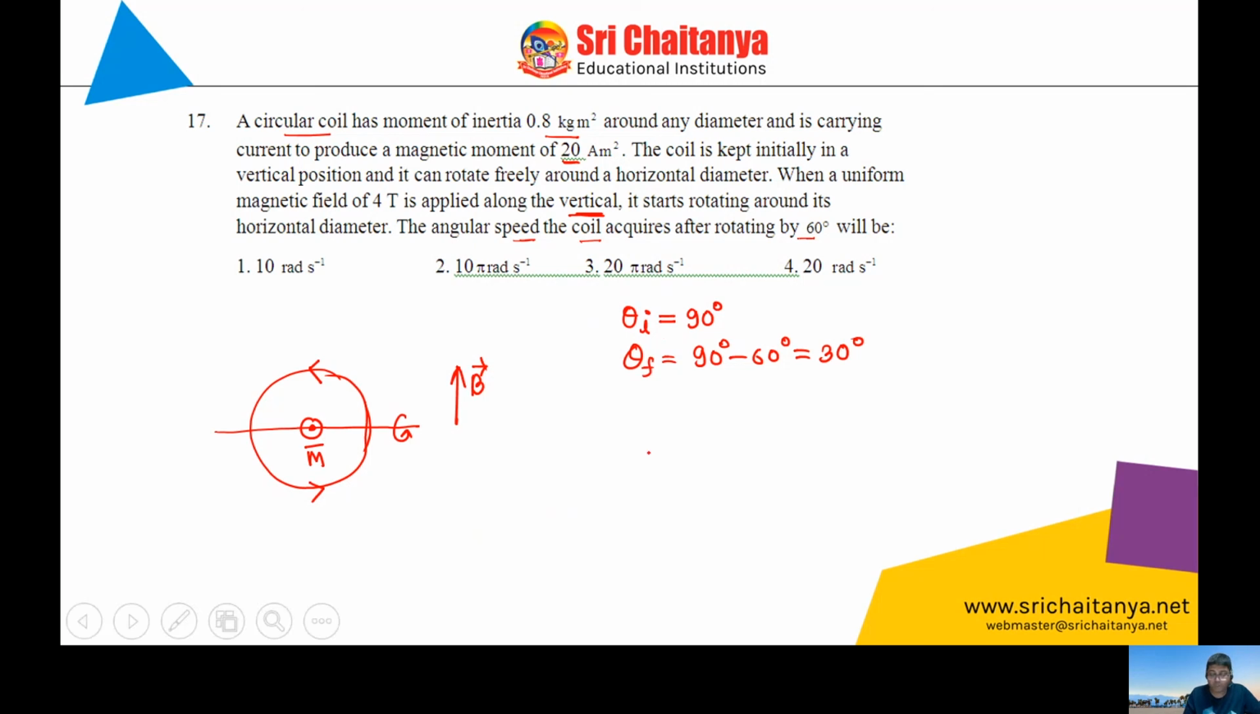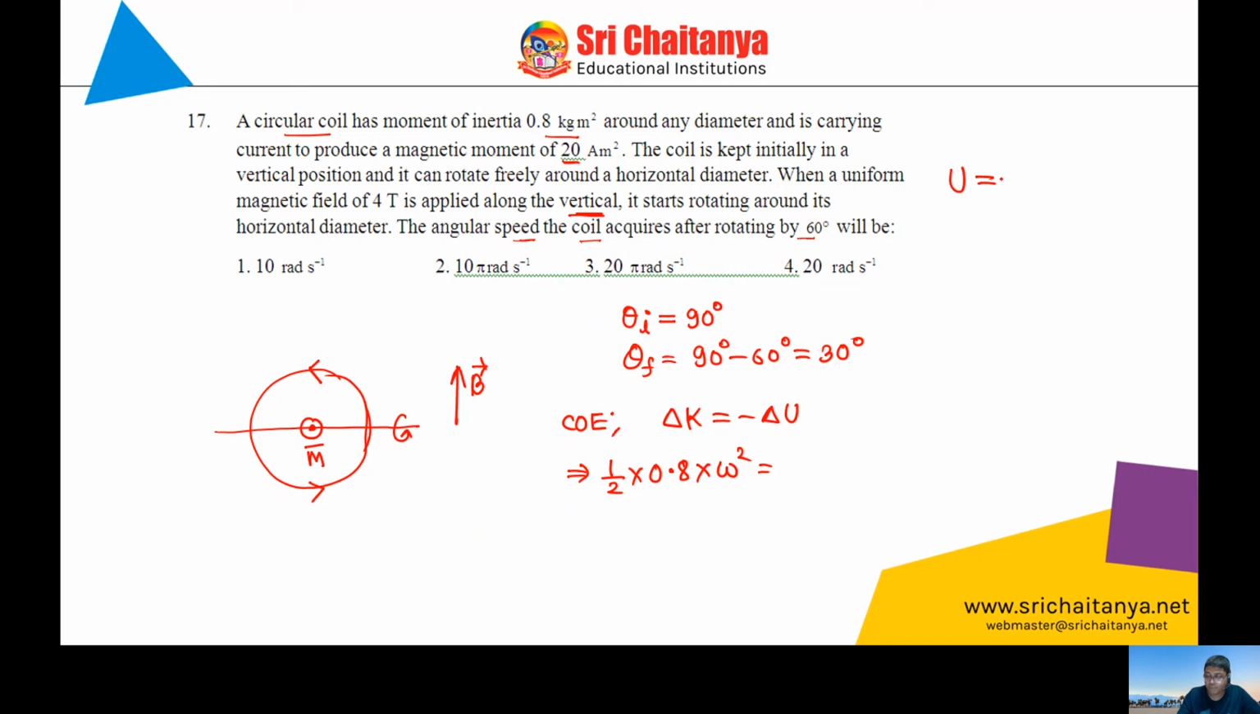And now in order to find out the final angular speed, you must try to use the principle of conservation of energy over here. So delta K will be equal to minus of delta U. Kinetic energy will be increasing at the cost of a decrease in potential energy. So kinetic energy about a diameter for the ring, you can write as half, and its moment of inertia is given to us about this diameter. So that would be simply 0.8 into omega square over here, and minus delta U.